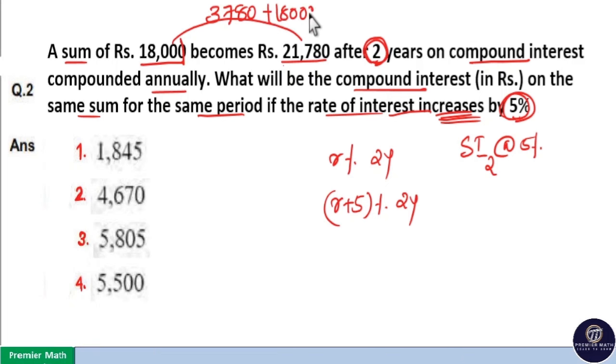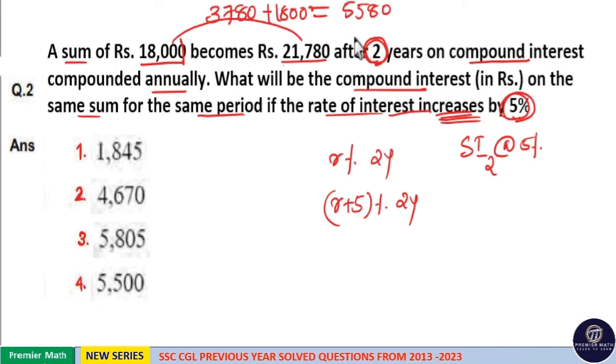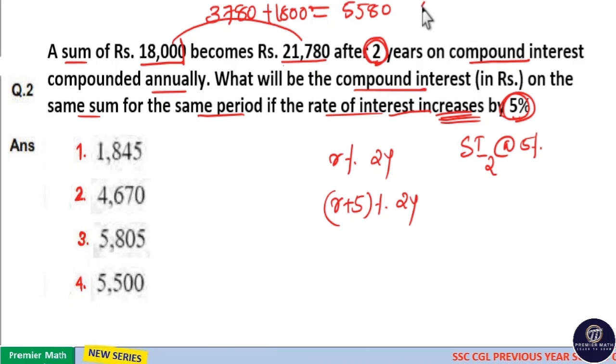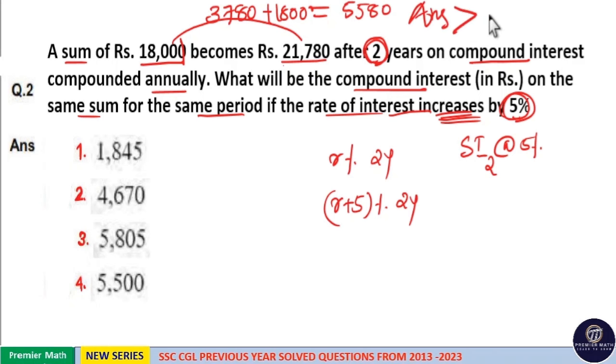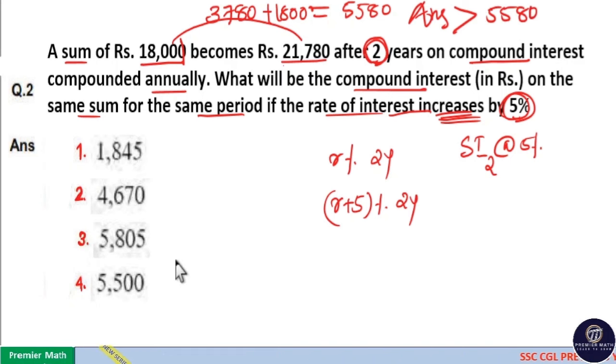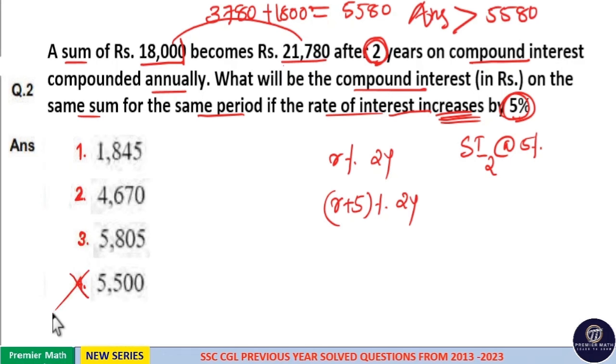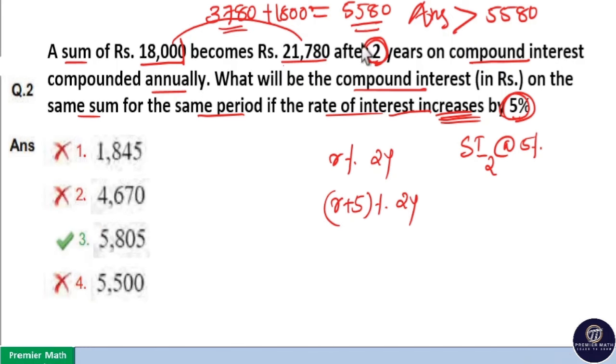So if I add simple interest generated at 5% for 2 years with this compound interest, it will be equal to 5,580. Now this is less amount. Your answer should be greater than 5,580. And if you look at the options, you can see option 4 is eliminated. Option 3 is your answer. So in this way you can find the answer, but if you want a proper explanation, I will calculate it.